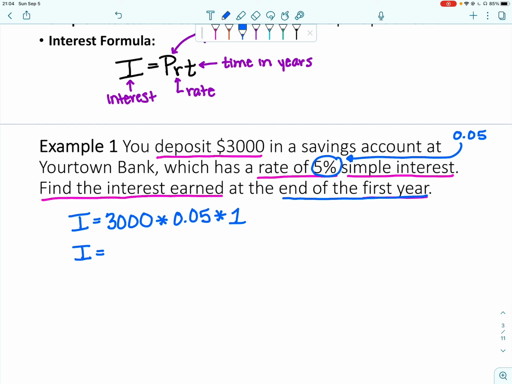So at the end of the first year, I would have earned $150 in interest. So I put $3,000 in the account. I don't touch it. I don't add anything to it. I don't remove anything from it. And when I come back to that money a year later, I have an extra $150 in the account. And the only thing I had to do was put the money in there and leave it alone.